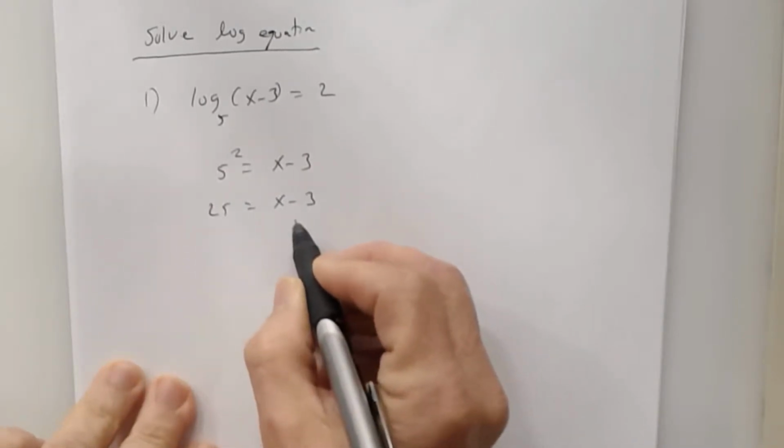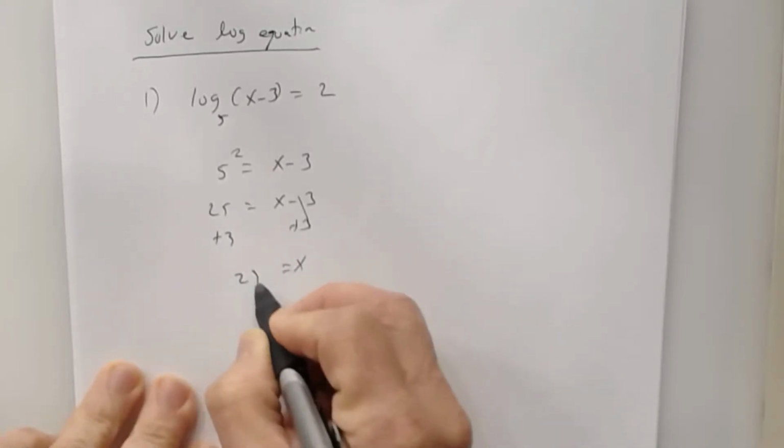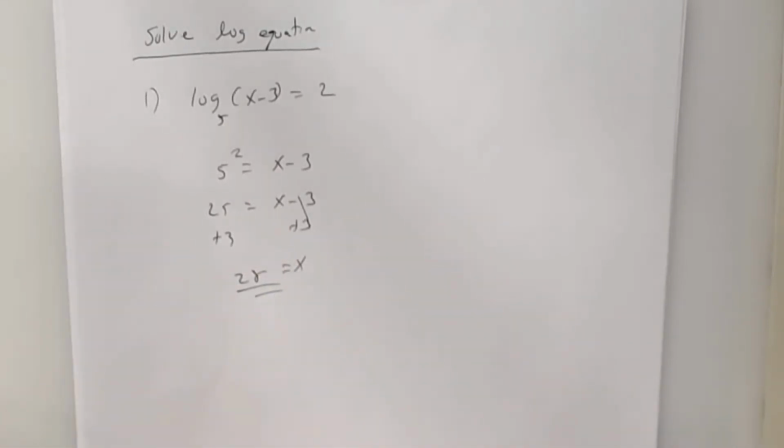Then you did what to both sides? Add 3. And what's your solution? x equals 28. That's all you did on your test. Now, solving a log equation becomes a little bit more complicated, though. So this was more the easy log equation. So let's look at this one.